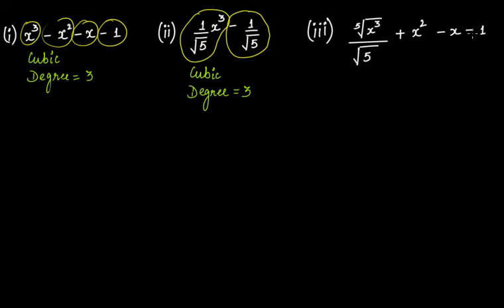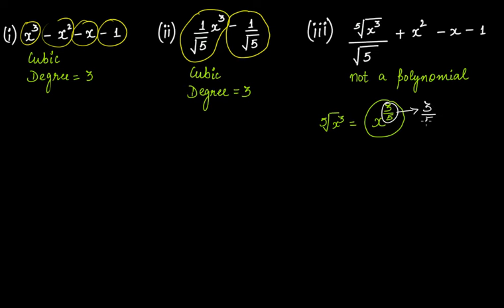What about this one? Well, this algebraic expression is not a polynomial. Therefore, there is no point in talking about whether it's cubic or quadratic or whatever. And why is it not a polynomial? Because here we are taking the 5th root of x cubed, and the 5th root of x cubed means x to the power 3 by 5.